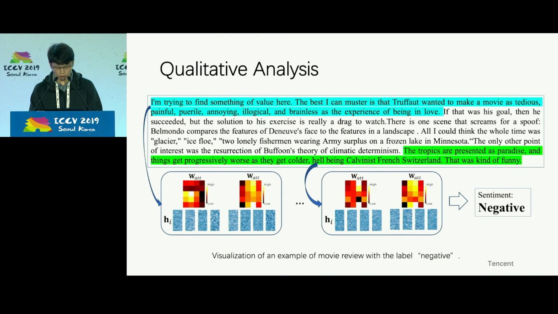Here is an example of sentiment analysis for the IMDb dataset. This example is very challenging since the last sentence of the review seems to be positive, which is prone to misguide models. Our model is able to correctly classify it as negative where STM fails.